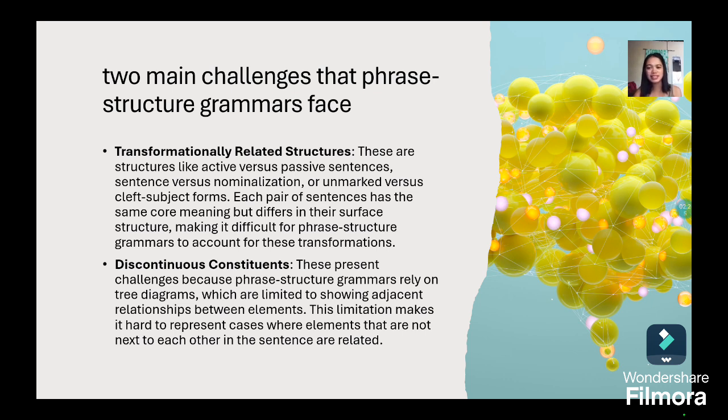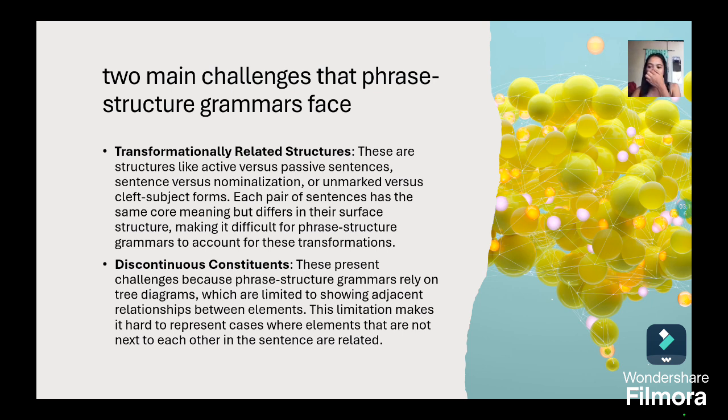So in transformationally related structures, these are the sentence forms that share the same meaning but differ in how they are structured. Now, in the discontinuous constituents, these are sentence elements that are related but not next to each other. Phrase structure grammars, which rely on tree diagrams showing adjacent relationships, find it hard to represent these cases where the related parts of a sentence are separated.